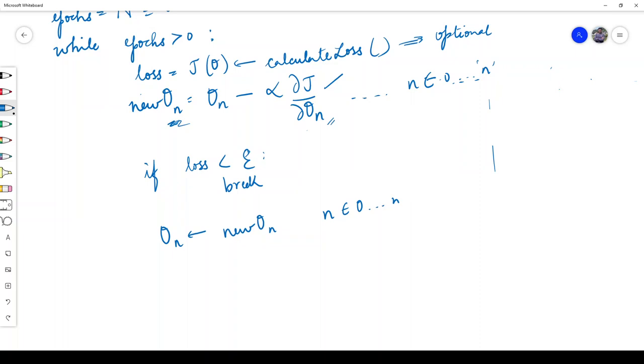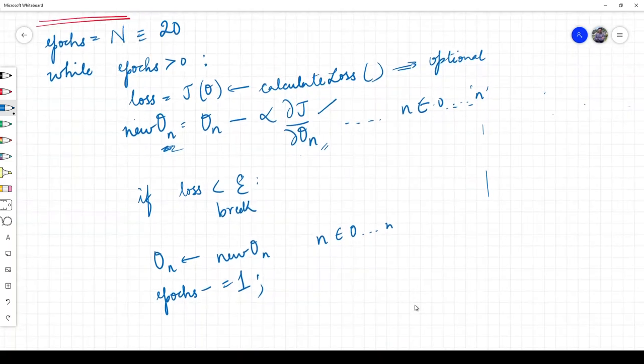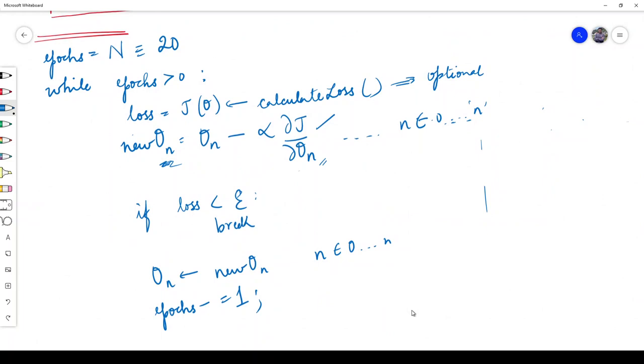Could you repeat how we come out of the loop? It's not an infinite loop. It runs for a certain number of epochs, decrementing the count by one each time, whatever language you are used to. So this is the algorithm for gradient descent.